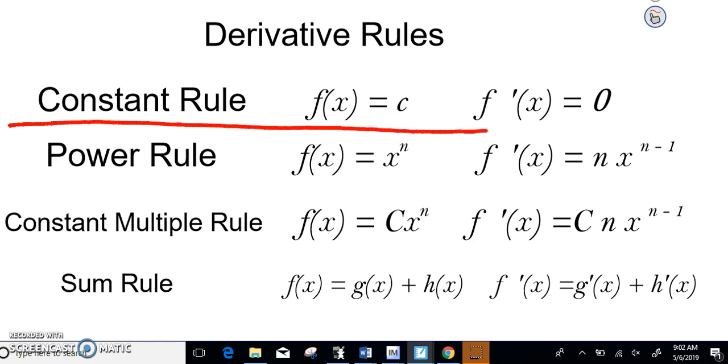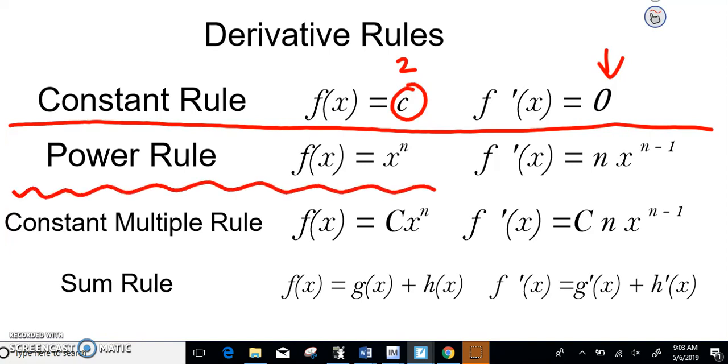So first one is our constant rule. And this C right here is talking about a constant. That's like saying 2 or 7 or 15 or anything of that sort. When we take the derivative of a constant function, it's always 0. So the derivative of a constant function is 0. Derivatives of constants are always a slope of 0. Okay.